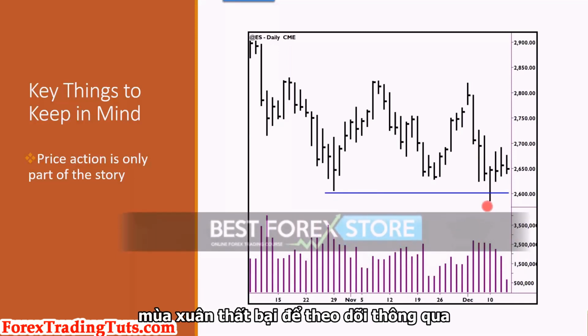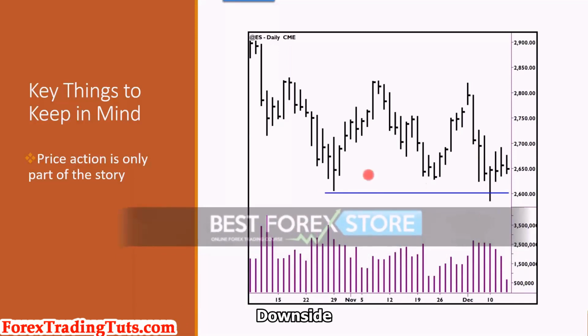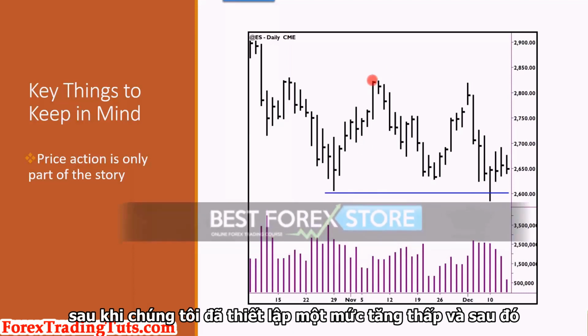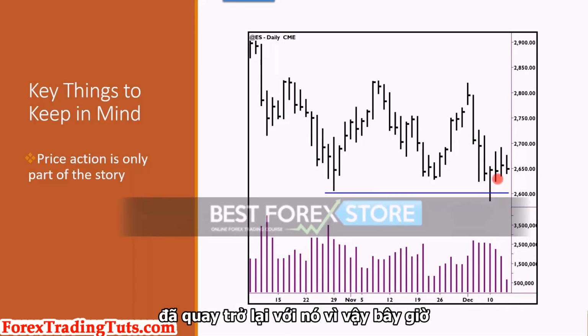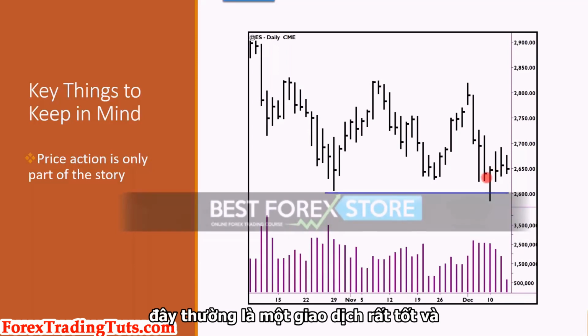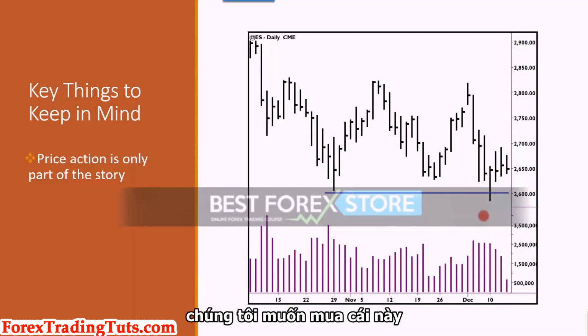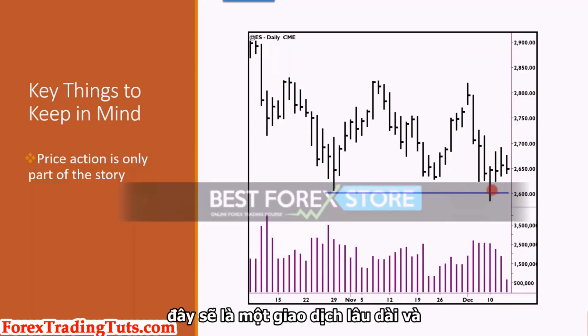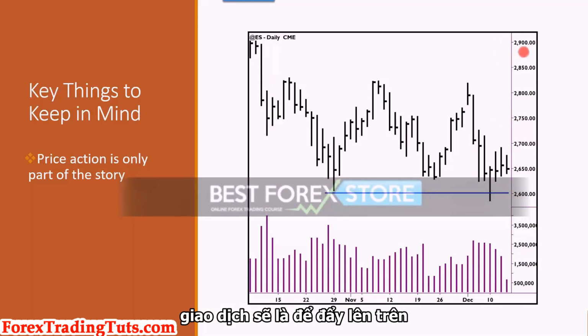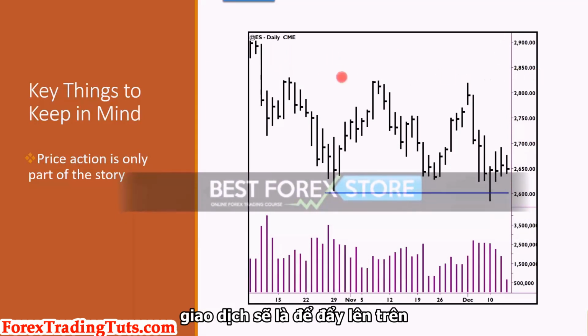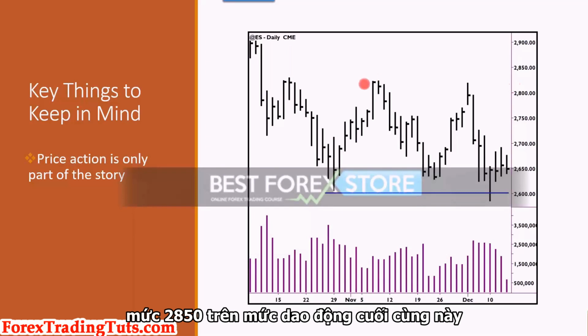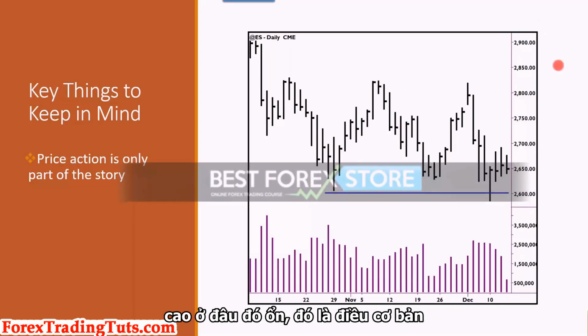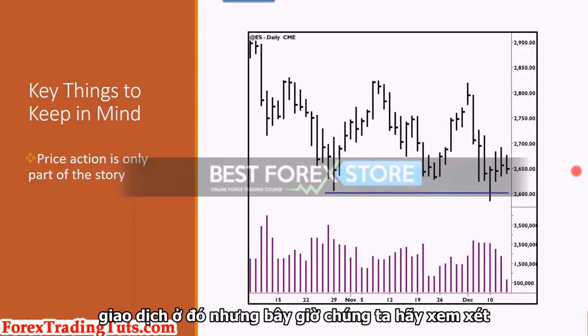Failure to follow through to the downside after we've set a low, rallied, and then came back down to it. So now, this is generally a very good trade, and we want to buy this. This would be a long trade, and the trade would be for a push up above the 28.50 level, above this last swing high somewhere. Okay, that's the basic trade there.